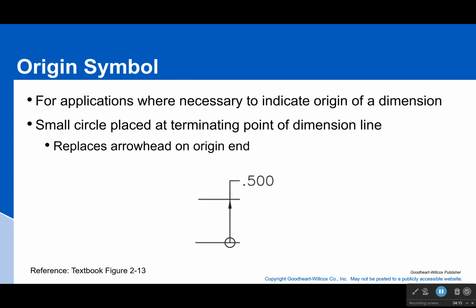Origin symbol. Now, this is for applications when it's necessary to indicate the origin of a dimension. And while it looks like the symbol is this, it is not. The symbol is just the circle that is pointing to say that is where this dimension begins, and it goes up from there. So you have an arrow on the other end, you just don't have one at the beginning. Now, why is this? It's most likely because this is where they want you to start measuring from in this particular dimension.